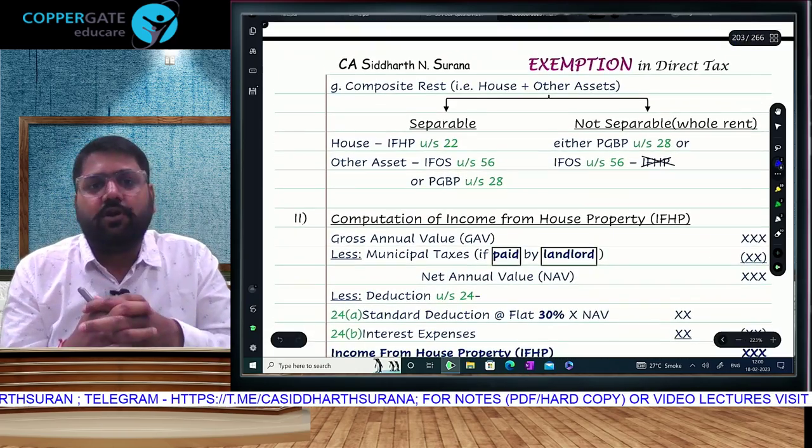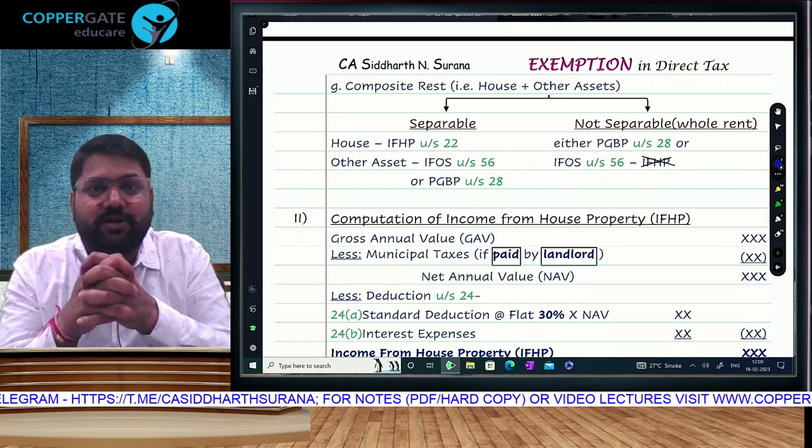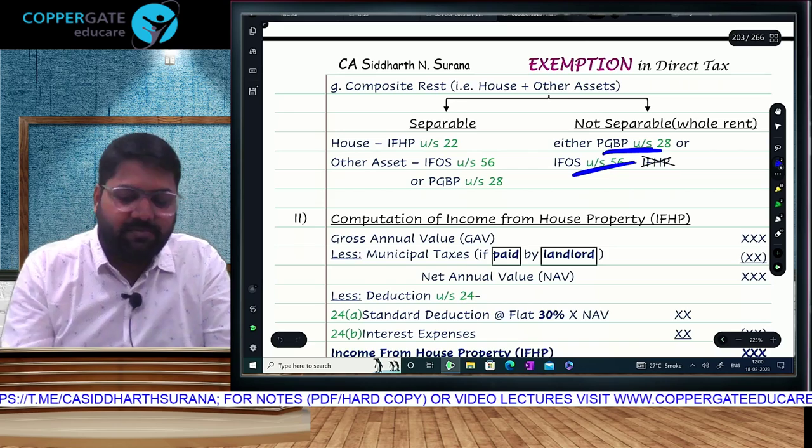If you are getting rent of a house with other assets, composite rent, if it's one fixed amount and you cannot segregate it, then you can't put it under house property. Put it under PGBP or IFOS.